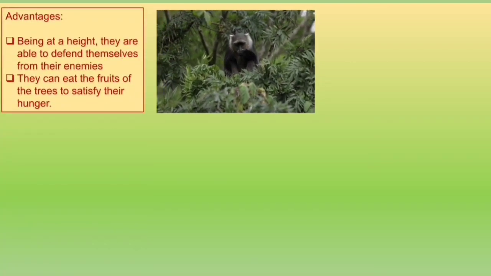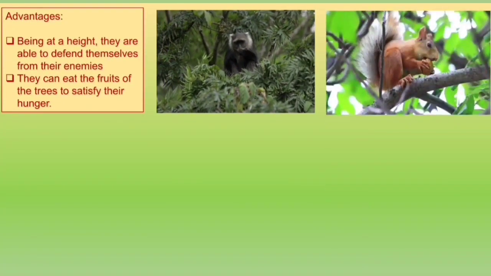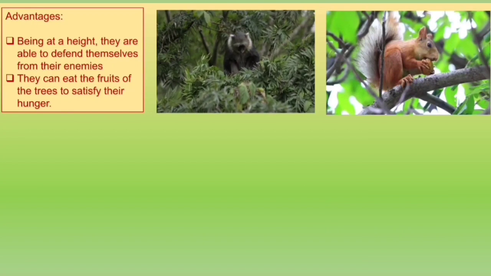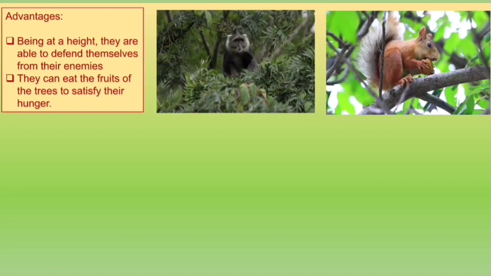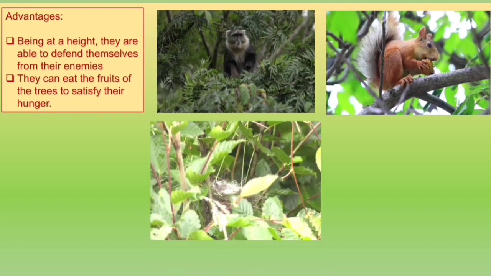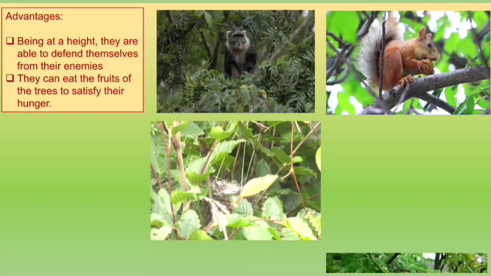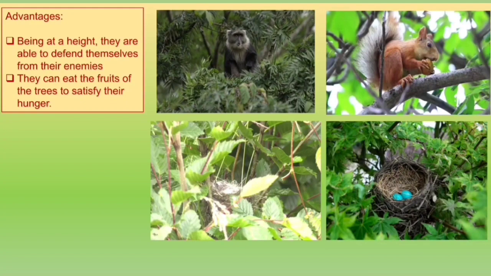What is the advantage of these animals? Being at a height, they are able to defend themselves from their enemies. They can eat the fruits of the trees to satisfy their hunger. You see, the monkey and the squirrel are eating fruits from the trees that they live on. Birds build their nests too on the trees.